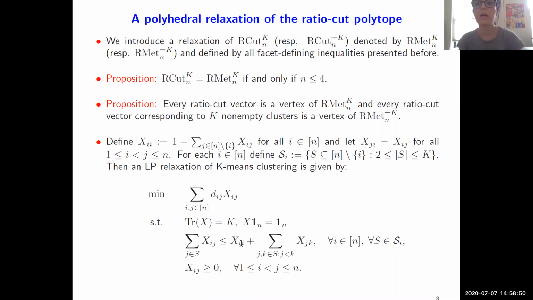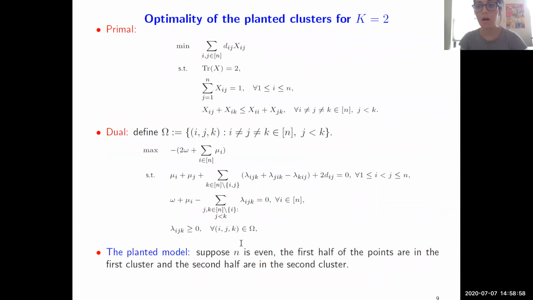We want to understand its recovery properties, let's say under the stochastic ball model. Okay, so how would we do that? Well, let's assume that we only have 2 clusters. That's what we have a result for. One would like to do it for a general number of clusters, but we don't have that result yet. Okay, so now I have 2 clusters. I have written the primal here and the dual, and I assume the following planted model. I assume I have an even number of points. The first half of the points are in the first cluster. The second half are in the second cluster.